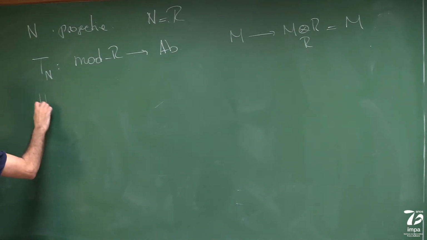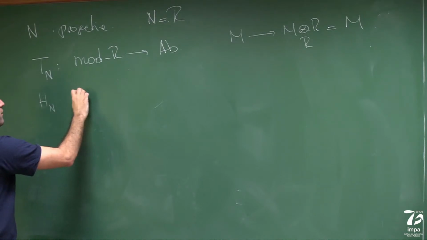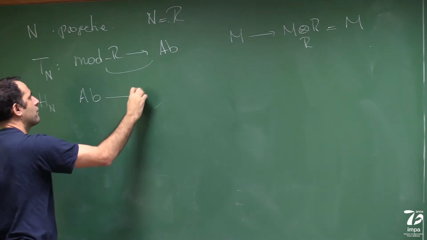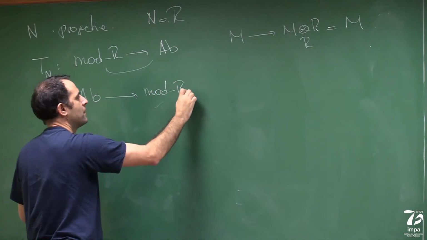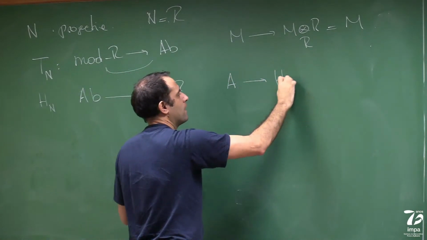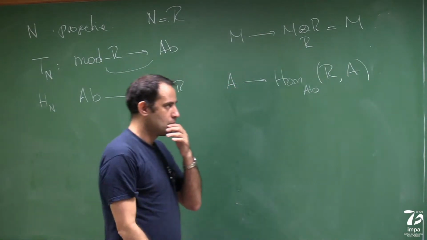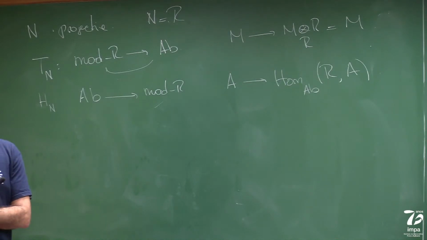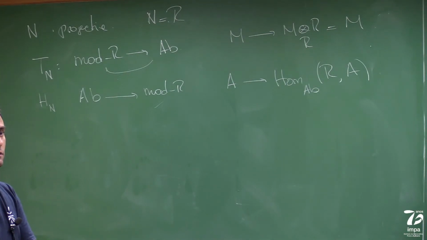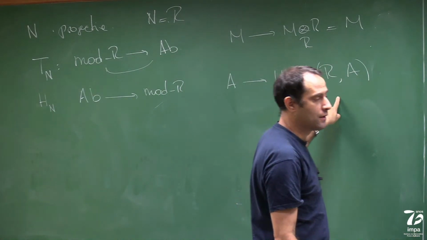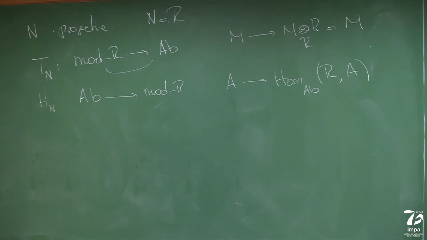And H_N is non-trivial. This guy grabs A. So this goes from abelian groups to mod R, and it sends A to hom of abelian groups (R, A). That guy is certainly not exact. So this guy is only right adjoint to this exact functor, and this guy, therefore, is left exact. So that's a left exact functor that sends injectives to injectives.